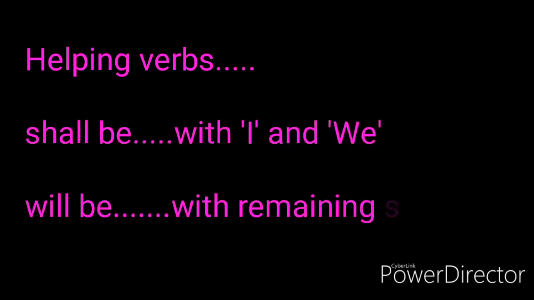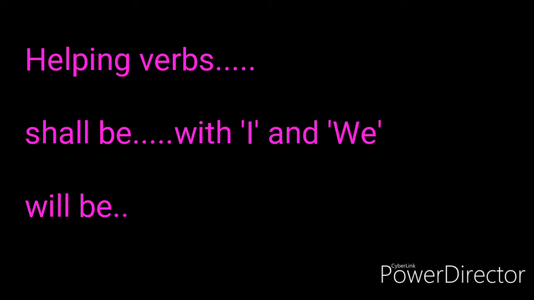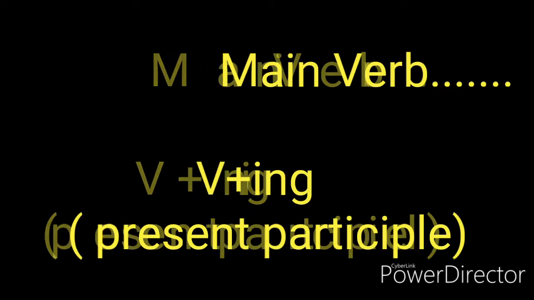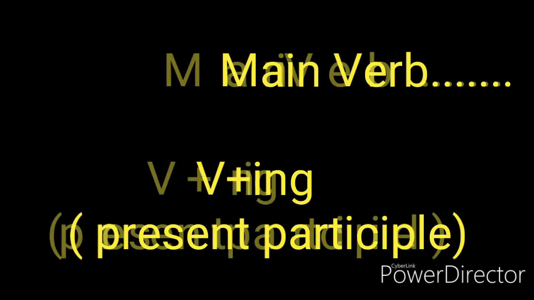Helping verbs: shall be and will be. Shall be is used with I and we, and will be is used with remaining subjects except I and we. And the main verb: in all continuous tenses we use the ing form of the verb, that is known as the present participle.